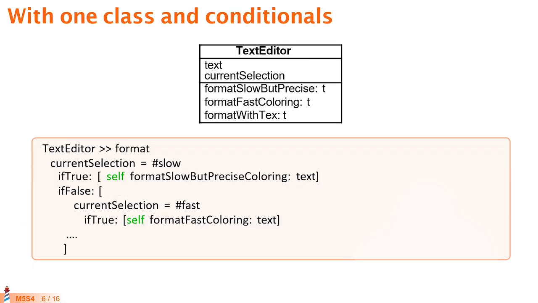Another solution using only one class is the following. So here we still have one text editor with a text to display in an instance variable, but given a current selection which stores a key, for example here this is slow, given this key we will test and we will directly execute the right formatting algorithm. For example, format slow but precise coloring, and we give the text as a parameter.